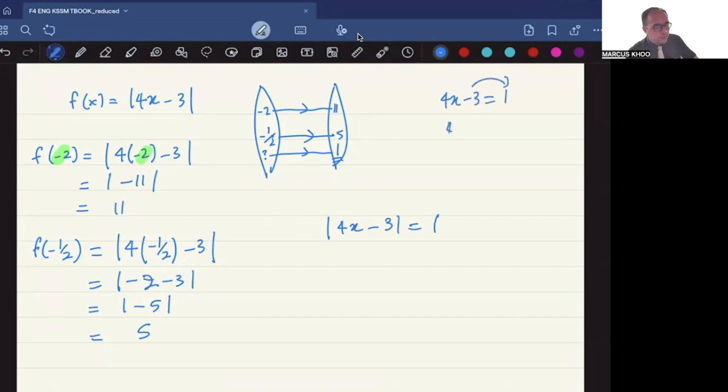Then we move the 3 across. 4x equals 1 plus 3, so 4x equals 4. So x equals 1. So this is x equals 1. Solving modulus equations is slightly different.